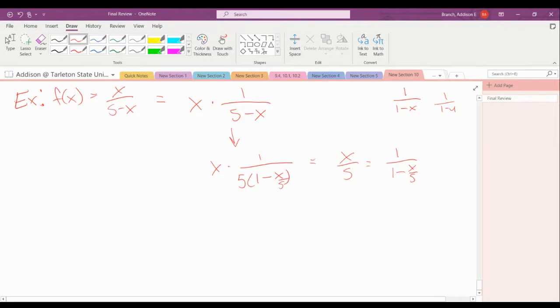Now we're in the form that matches this up here, this 1 over 1 minus u. So now we can plug that x over 5 into our power series. Our power series will be from 0 to infinity, and it's whatever this is to the n. So we can do x over 5 to the n.